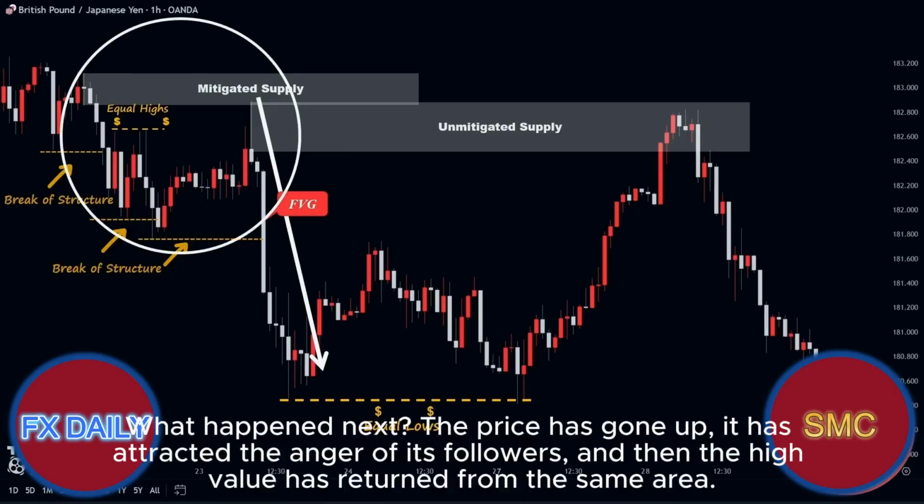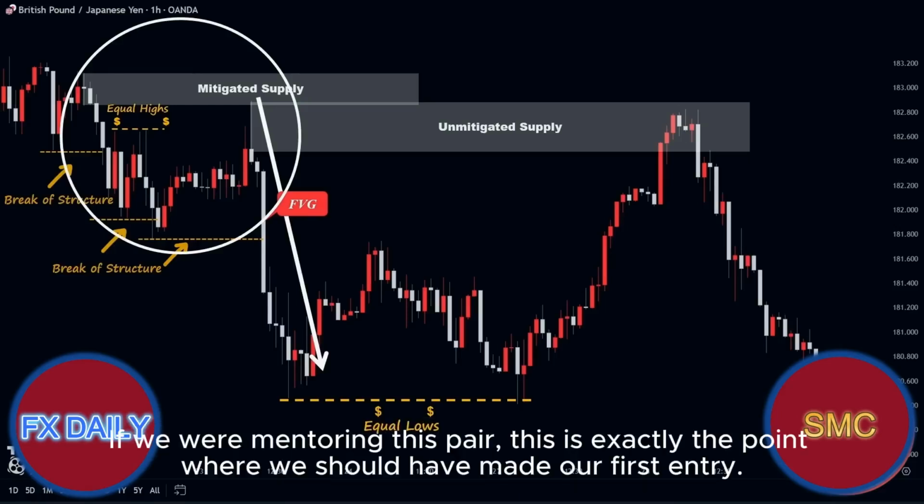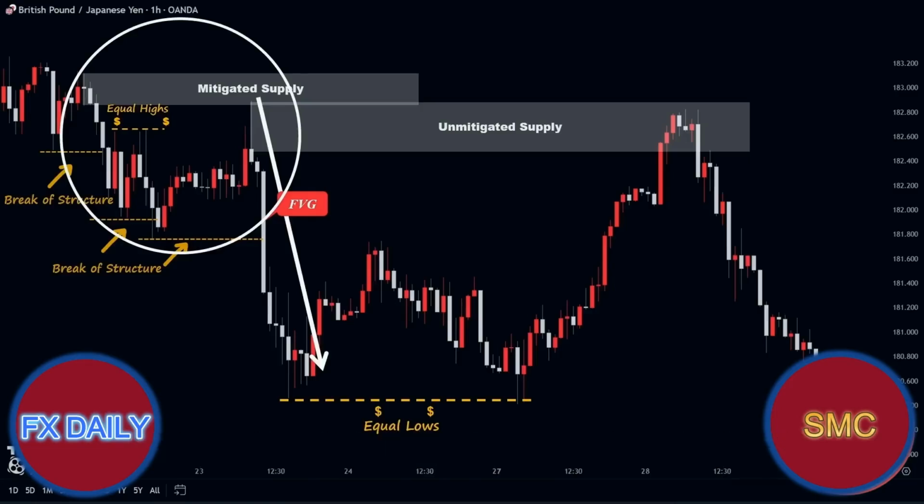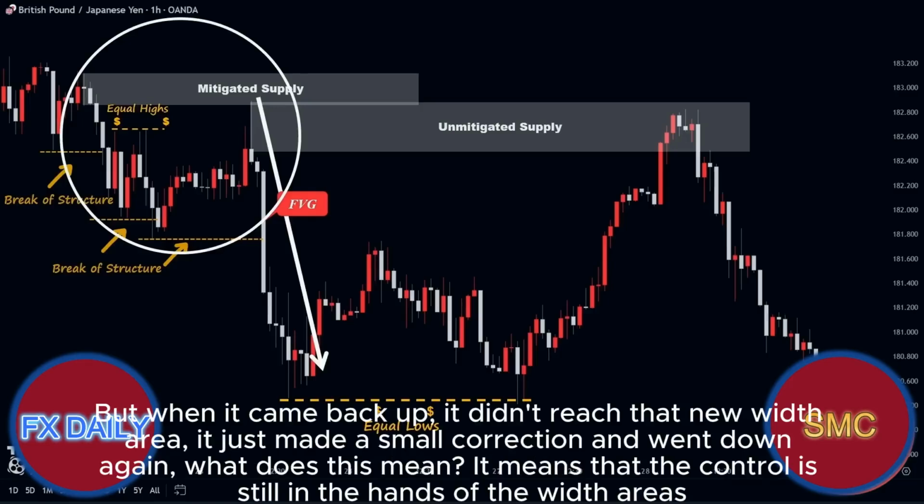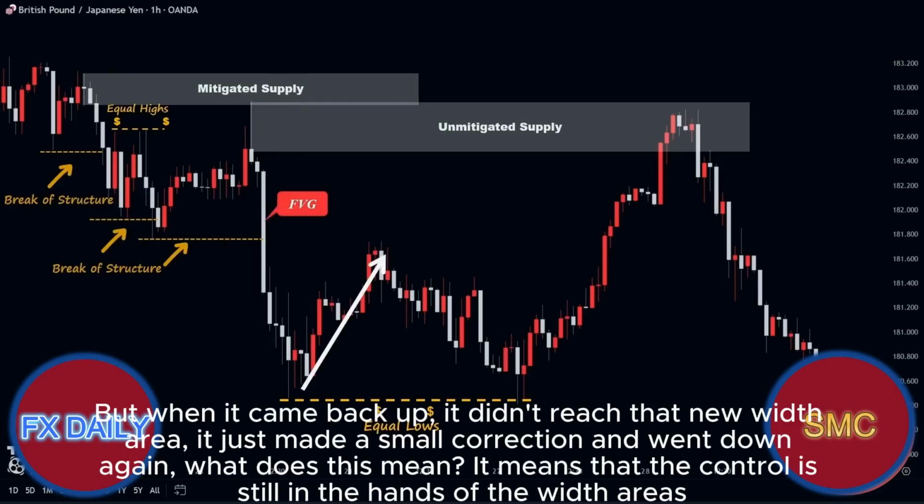What happened next? The price went up, it attracted the attention of its followers, and then the price returned from the same area. If we were monitoring this pair, this is exactly the point where we should have made our first entry. But when it came back up, it didn't reach that new supply area, it just made a small correction and went down again. What does this mean? It means that the control is still in the hands of the sellers.